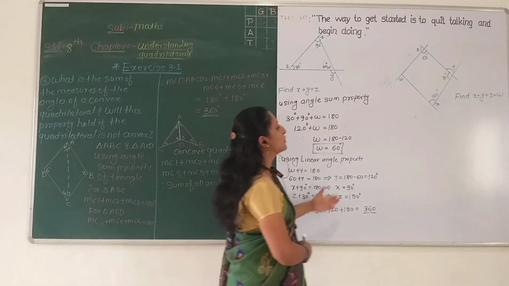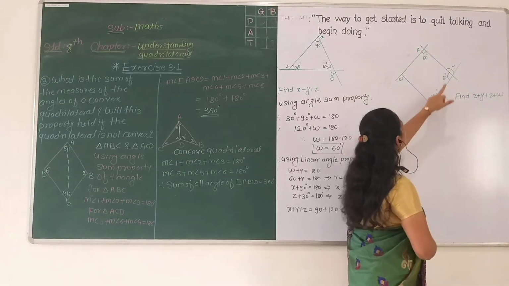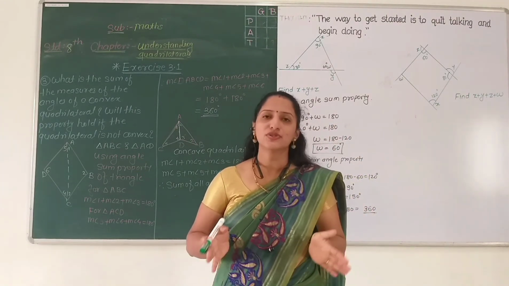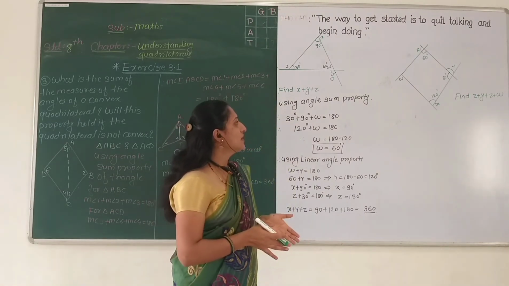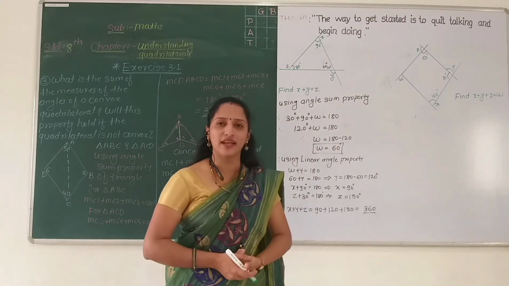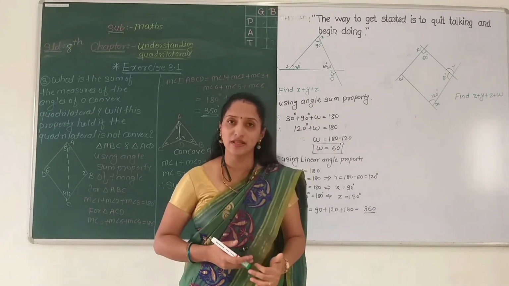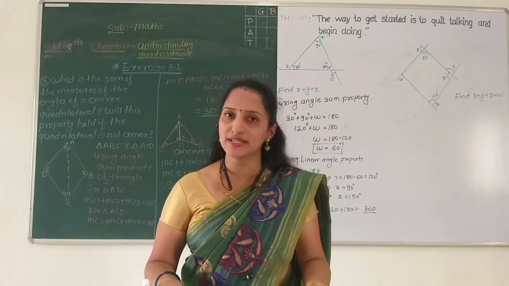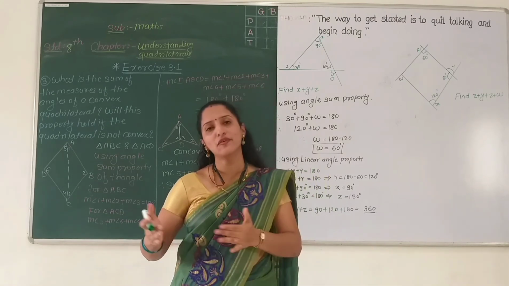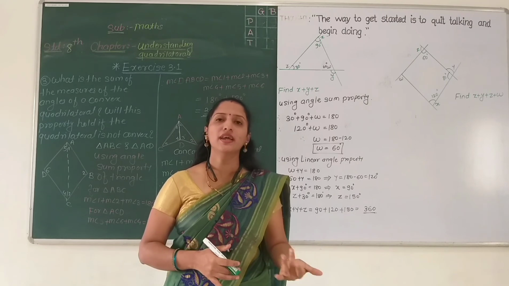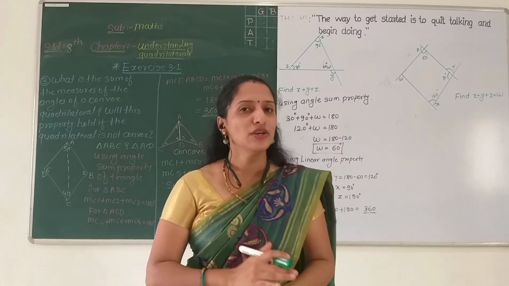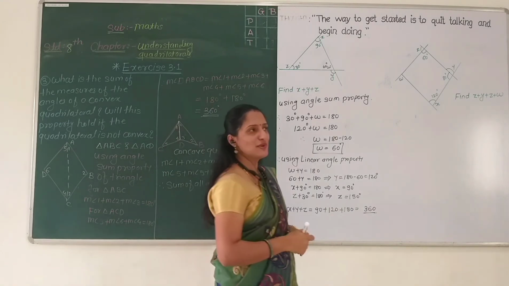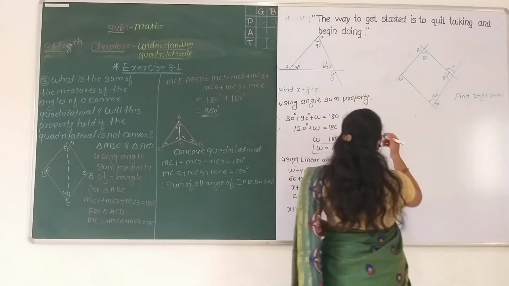Here the quadrilateral is given and x, y, z and w are all exterior angles. Right? So you have to find the sum of these exterior angles. Now we have already learned that the sum of all angles of a quadrilateral is equal to 360 degrees. Angle sum property of quadrilateral. So using that property and linear property, we can easily find out the sum of x plus y plus z plus w. Let us see how to solve this example.